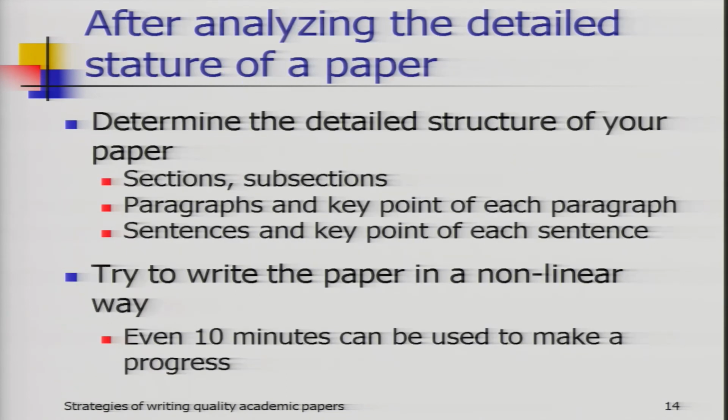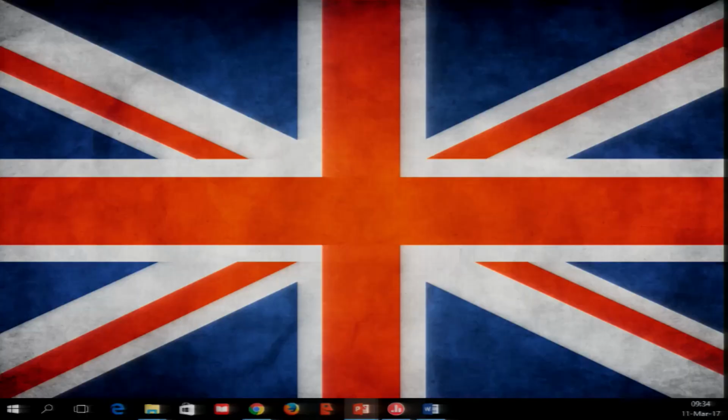So after analyzing the detailed structure of a paper, we can determine the detailed structure of our own paper. We can determine the sections, subsections, each paragraph and the key point of each paragraph, and the key point of each sentence. So what I mean is we can copy the structure of a quality paper, but we cannot copy its content. Remember, the easiest way is to copy the structure of a quality paper. So I will show you how we do that.